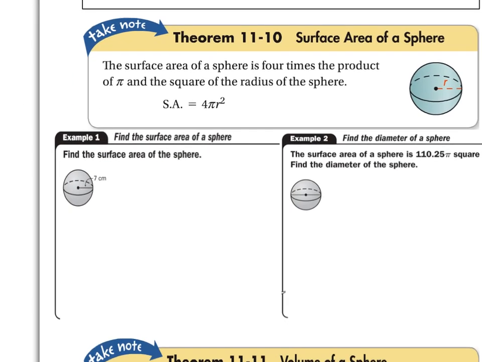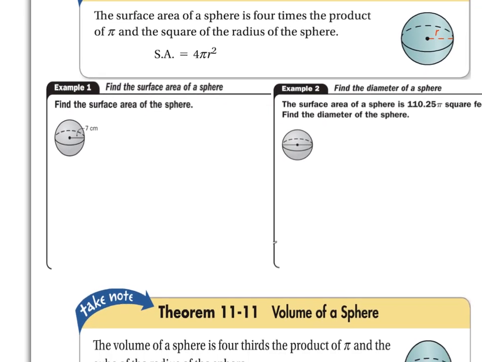Again, surface area is 4 pi r squared. So on this first example, I want to find the surface area. That's 4 times pi times r squared. So I've got 4 times pi times 7 squared. And when I figure that, this comes to a total of 615.8 centimeters squared. That's the surface area of that sphere.